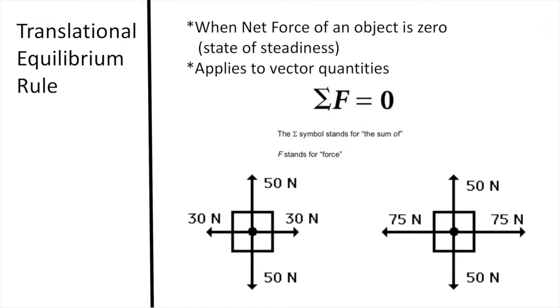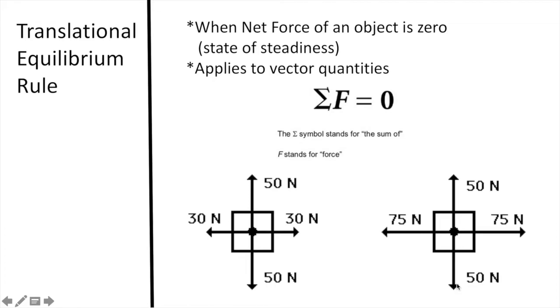Now here is an example of mechanical equilibrium. Notice that there are 4 forces, right? There's 30 newtons to the left, 30 newtons to the right, and then 50 newtons up and 50 newtons down. All these are opposite of each other, so therefore the sum of the forces, the net force, is 0. Over here, 75 minus 75 is 0, 50 minus 50 is 0.